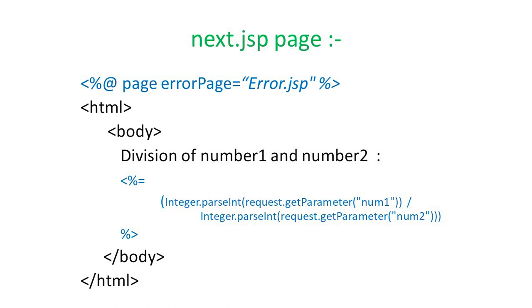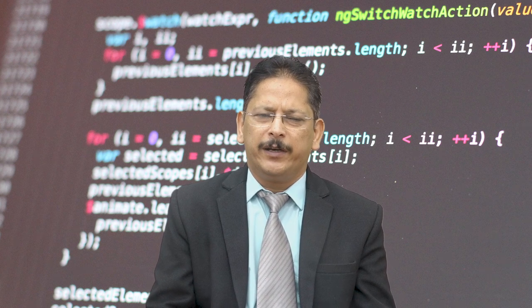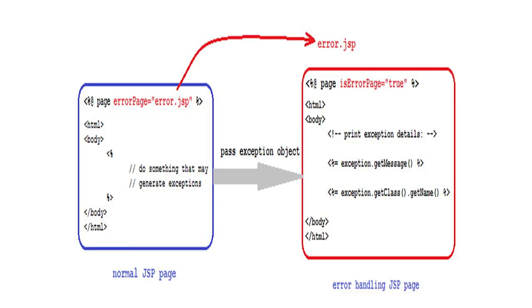Number one is 12 and number two is 2. So this is the second program, next.jsp. But we have mentioned in the top line <%@ page errorPage equals error.jsp.